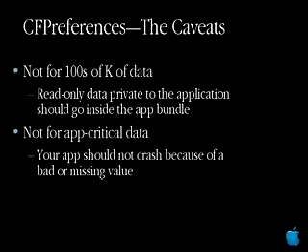However, we are using property lists. Property lists are XML, and we have all the same serialization problems I talked about this morning. And it is best used for under 100 K of data. Also, CF Preferences is not intended for app critical data.